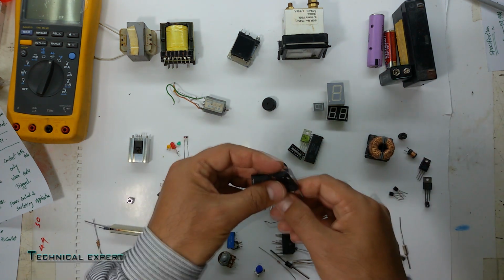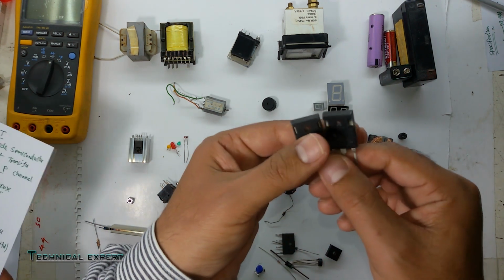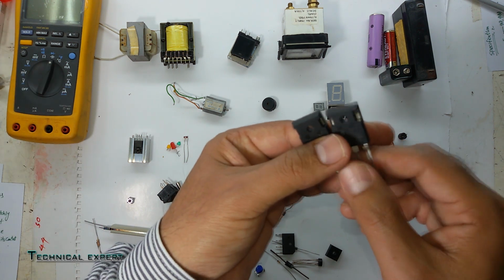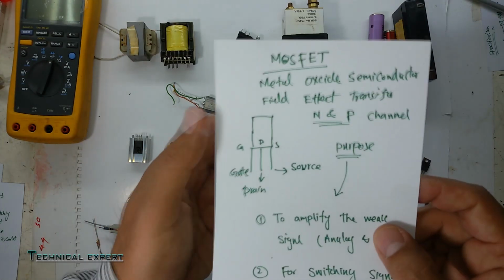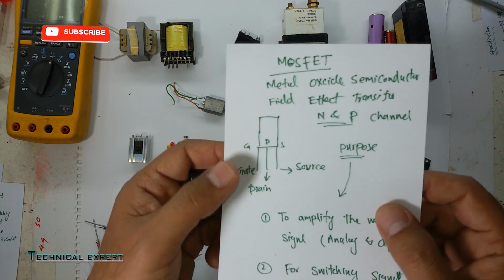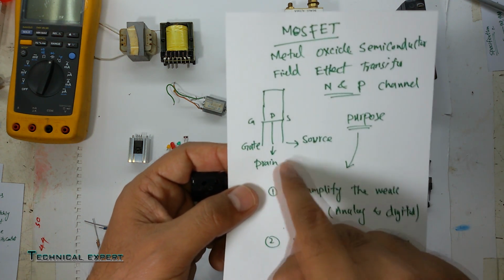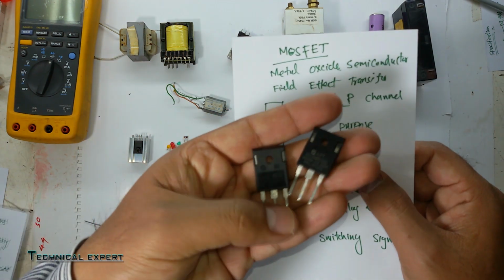And here we have MOSFET. This is a very common type of component we are using in our power supplies. MOSFET stands for metal oxide semiconductor field effect transistor. You can see the symbol. This is gate, this one drain, this one source. So it has 3 pins: gate, drain and source.